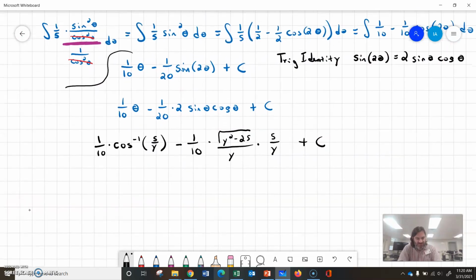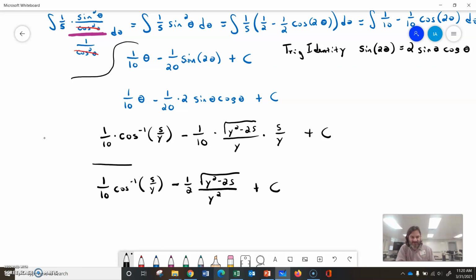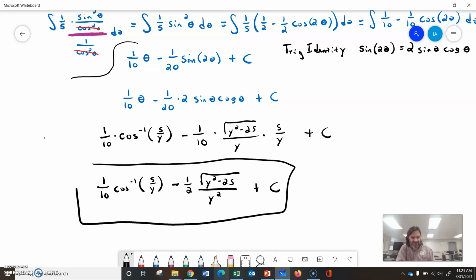So we have our function. I'm going to clean it up a little bit. 1/10 cosine inverse of 5 over y minus, and there'll be a 5 over 10, so that's 1/2, times the square root of y squared minus 25 on top and a y squared on bottom, but note that those y squareds aren't really interacting, plus c. And in this process, there might be a couple of different avenues you could take, but your answer should be somewhat numerically equivalent to this. You should be able to reconcile.